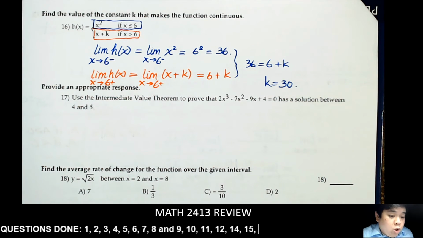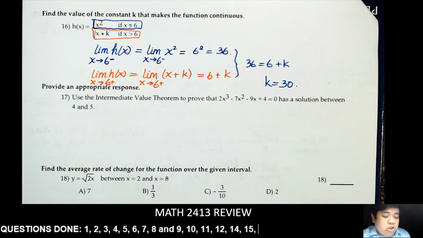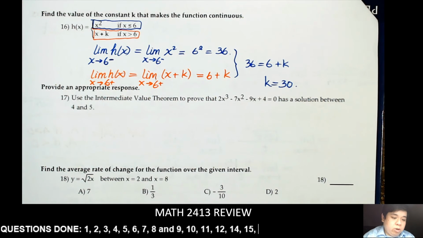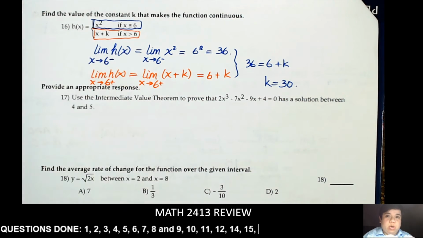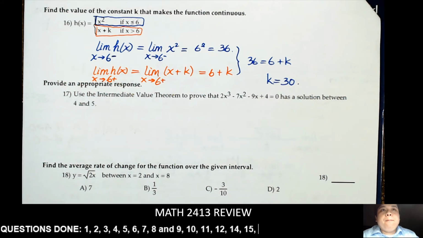Right. And the function is also defined at the equal side too, so it's certainly continuous. So the left side goes to the point and the right side goes to the same point, and when it is equal to, it is also that point, and that makes it continuous. Right, that's 16.